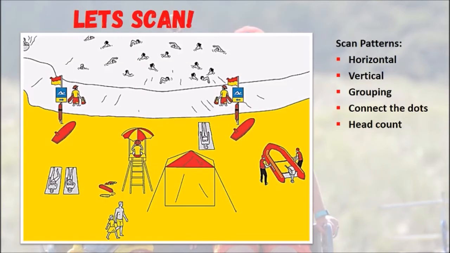Okay, let's scan. I'm going to leave this picture up, and what I really want you to do is imagine that you are on flags, you're this person here, and I want you to horizontally scan your flagged area, so you're only counting everyone in your flags. Your job is only flags because you are on flags. So use horizontal and have a look at the types of people you've got in your water. Alright, use vertical.